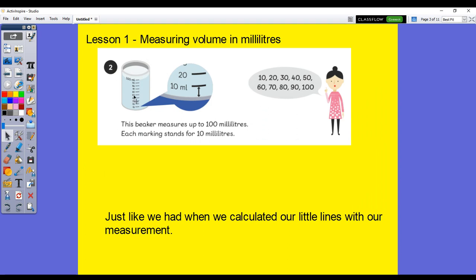So we need to find out how much water is going to be in this container, okay? So this beaker that we have here measures up to, let's have a look, it goes all the way to 100 millilitres. Each marking, a bit like our scales, each marking is worth 10 millilitres. So let's count: 10, 20, 30, 40, 50, 60, 70, 80, 90, 100. So they're all worth 10. And this beaker is full to 100 millilitres.